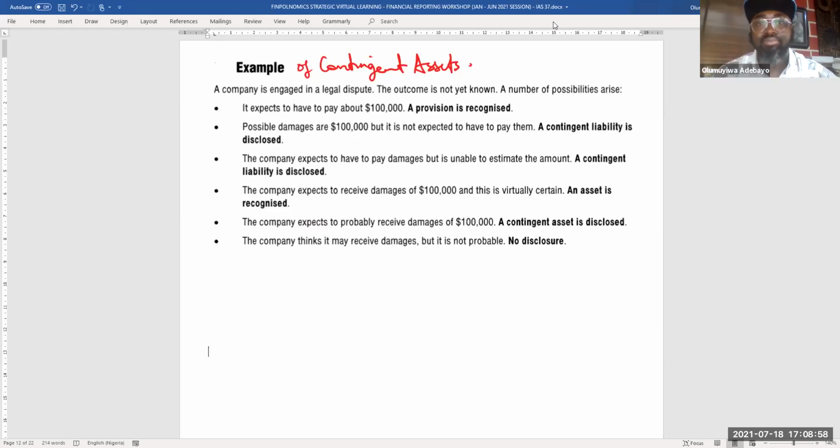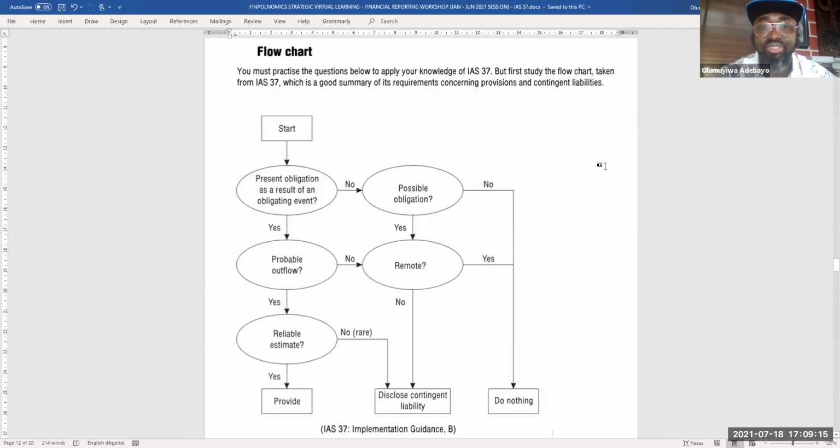Okay, now I believe that is clear. Now let's look at a flowchart as given in the implementation guideline, part B of IAS 37. You could make reference to it, but let's look at the flowchart and try to follow it. At every point in time, it will provide you the basis of disclosure. Now, let's look at this.